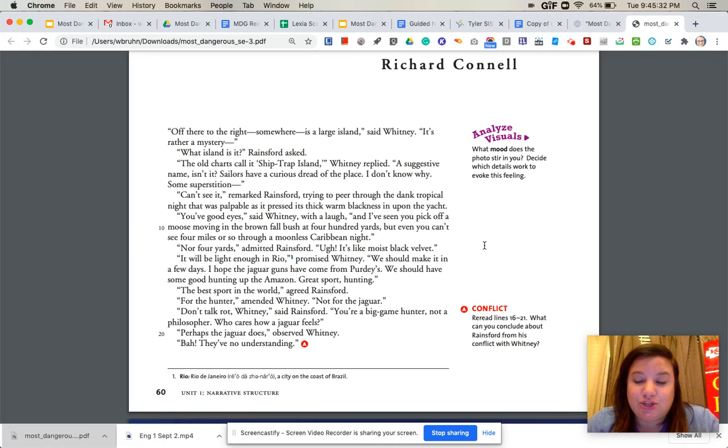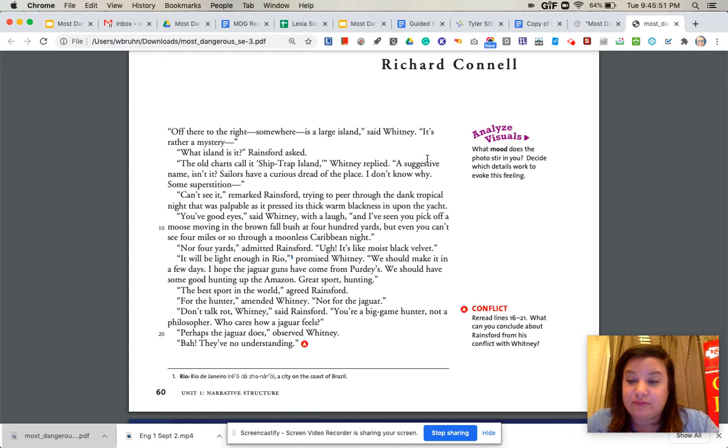Okay, so let's stop there because we have a question. The question says to reread lines 16 through 21: what can you conclude about Rainsford from his conflict with Whitney? Rainsford and Whitney are having a disagreement here, and we're going to have to infer some things about Rainsford based on that. Before we talk about that, though, I do want to go back and recap the first page here.